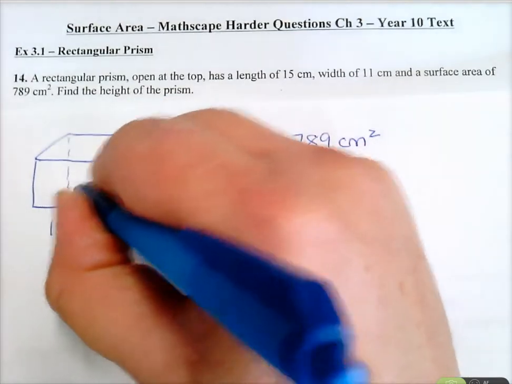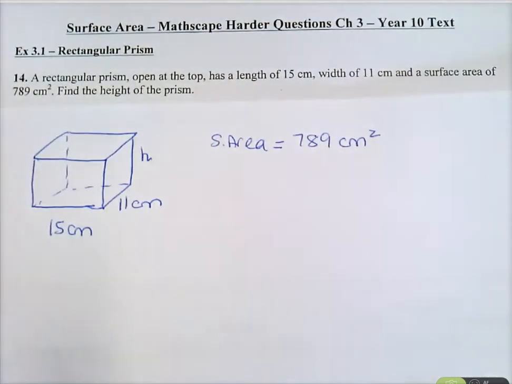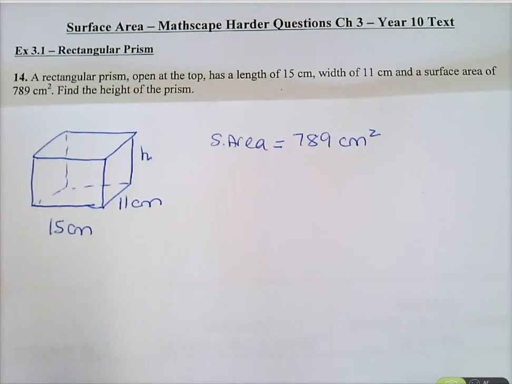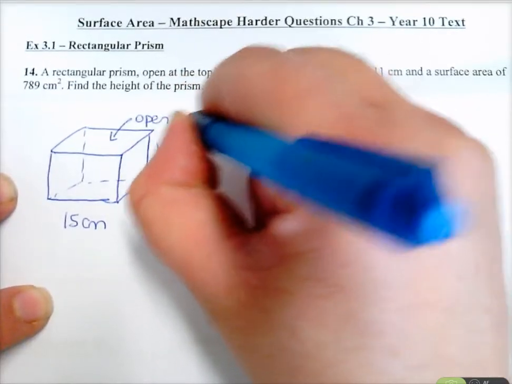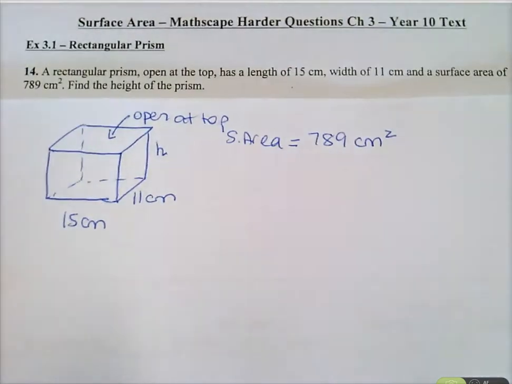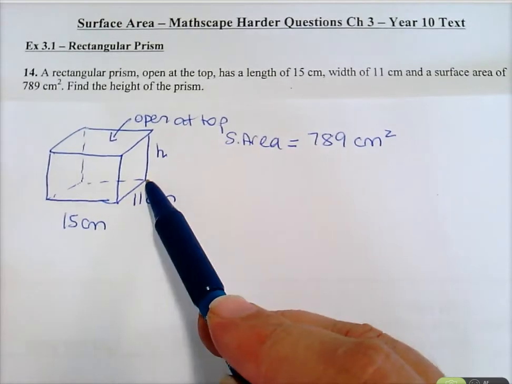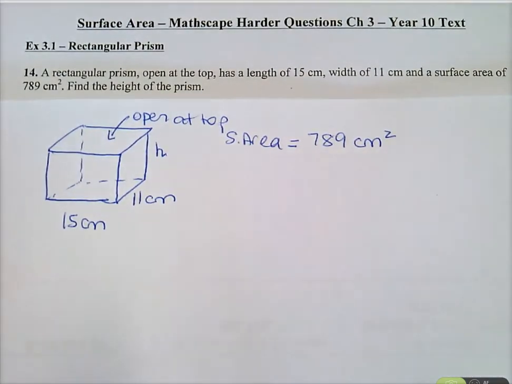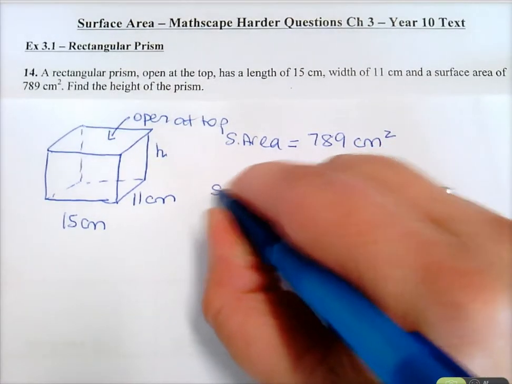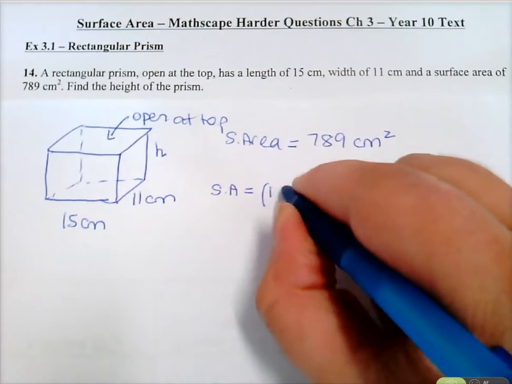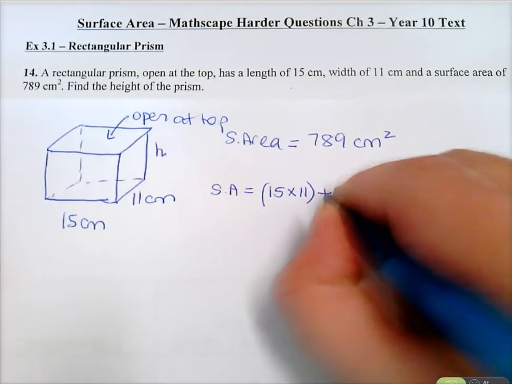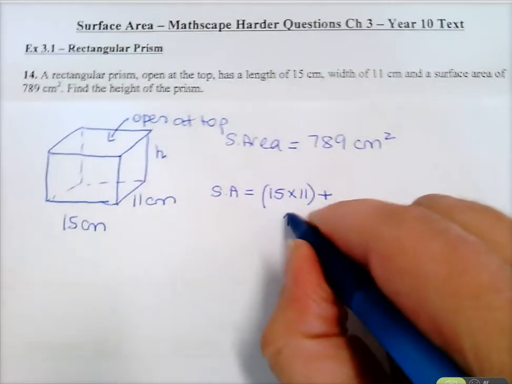You might want to draw it in 3 dimensions properly. You have to work out what h is. Remember that it's open at the top. So we do not have 2 of the 15 times 11, do we? How many of those do we have? 1. So the surface area is, you've got your bottom, 15 times 11, just one of those. That's the base.